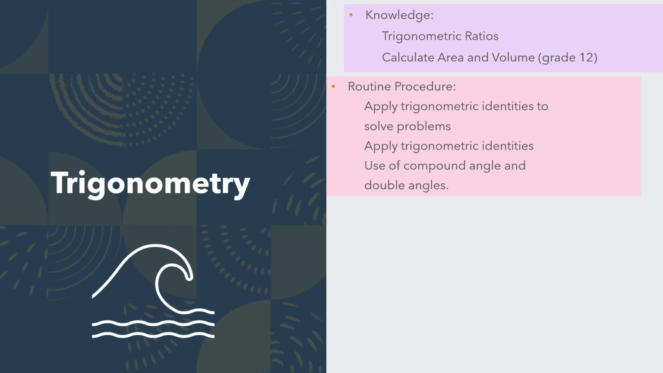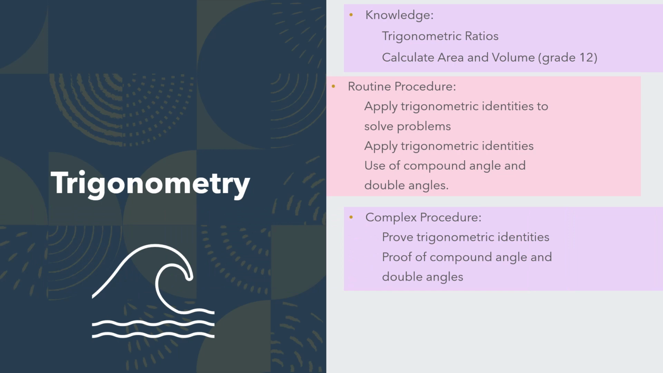Under the complex procedure levels, we will see if students can apply trigonometric theory to prove trigonometric identities and prove the compound angle and double angle formulas. And under the problem-solving level, we will see if students can apply trigonometry to practical contexts, like analyzing forces, vibration, waves, or designing structures using trigonometric principles.